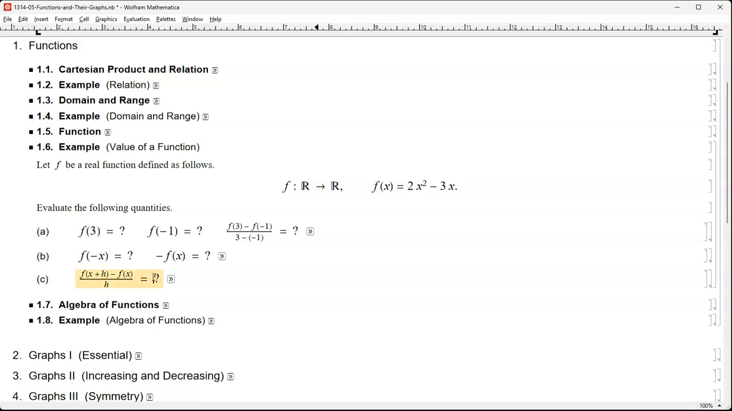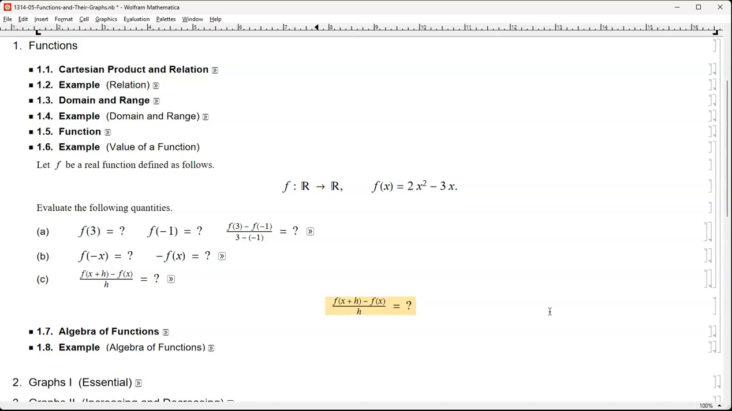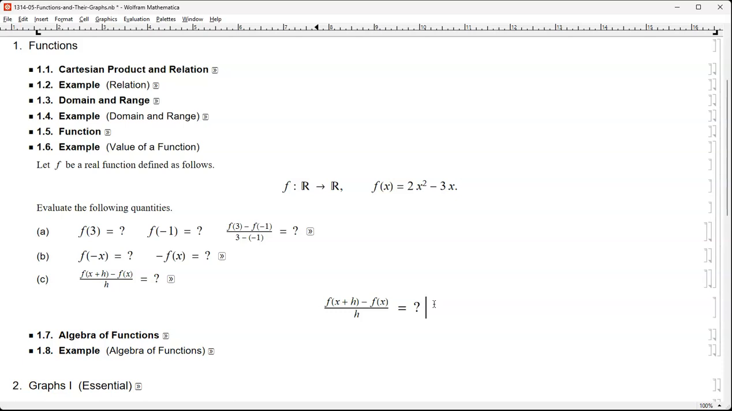Okay, one more. It's similar to this. This thing is called difference quotient or Newton quotient. Let me expand the font. Okay, alright.